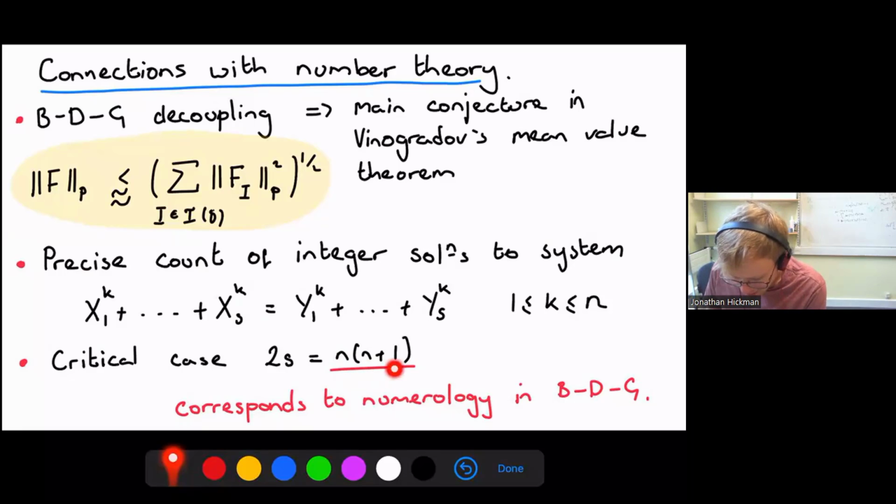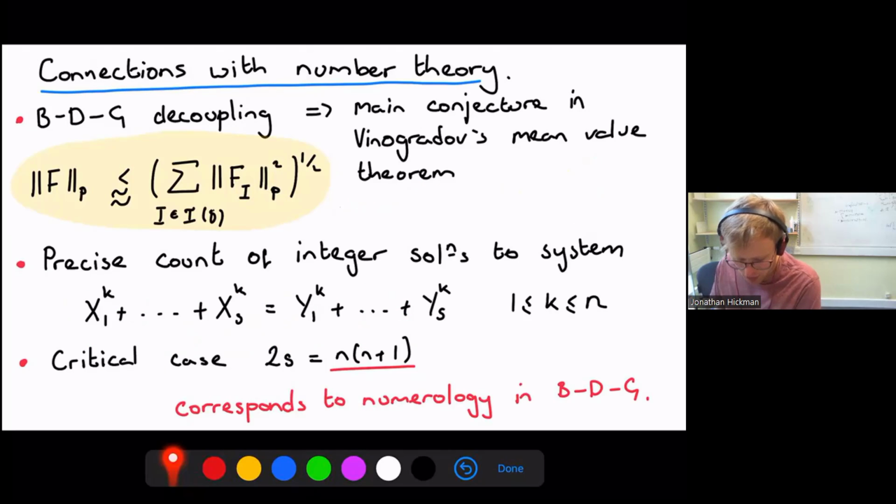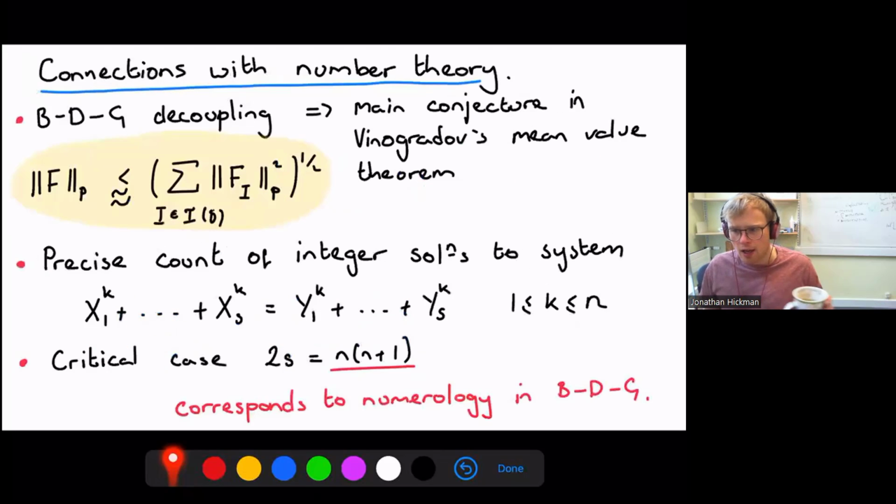So this n times n plus 1 corresponds to the numerology in the Bourgain-Demeter-Guth theorem. It's the same as this endpoint exponent for the decoupling. And the fact that you can go all the way up to n times n plus 1 with these decoupling inequalities is crucial for this application to the Vinogradov mean value theorem. It's the reason why the decoupling inequalities are the correct tool for these problems, as opposed to the stronger square function bounds, which only hold in a restricted range. Any questions about this?